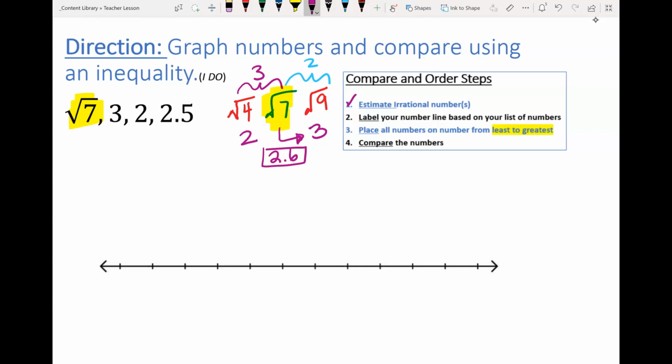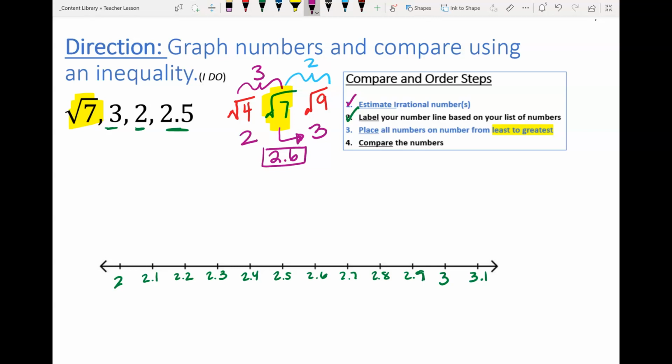Label your number line based on your list of numbers. We're going to label our number line based on the list of numbers. So let's take a look. We have 2 and 3, 2.5. So let's label 2, 2.1, 2.2, 2.3, 2.4, 2.5, 2.6, 2.7, 2.8, 2.9, and then 3, 3.1. Remember, just think of pennies or 10 cents. We're breaking our number line into tenths.